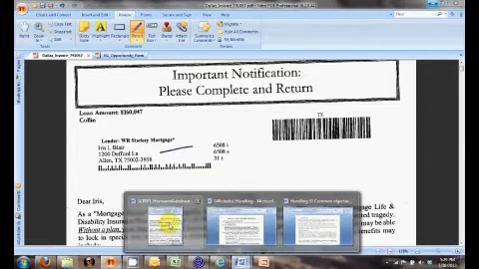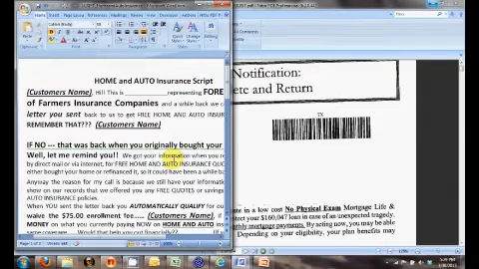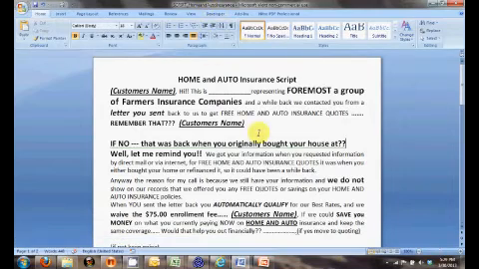Now we're going to look at this. The script says something like this. The customer name was Iris. So we're going to make that call. Ring. They're going to pick up. I'm going to say, Iris? Is this Iris? Yes. Hi, Iris. This is Modesto Flores. I'm representing Foremost, a group of Farmers Insurance companies, right? Because that's going to be our main carrier.